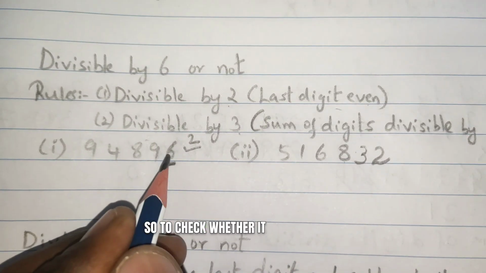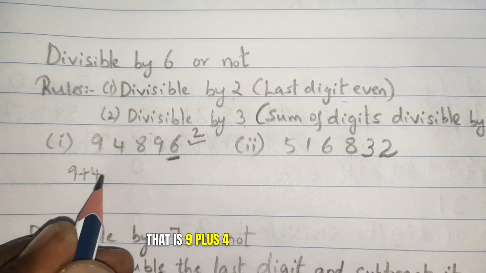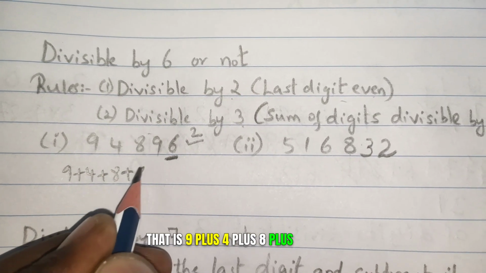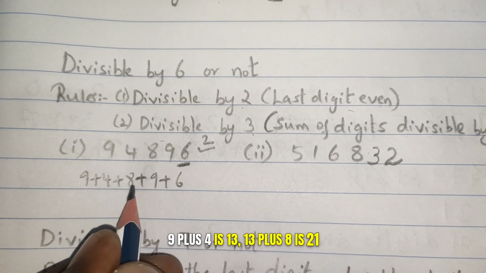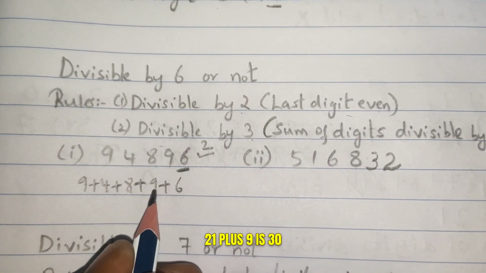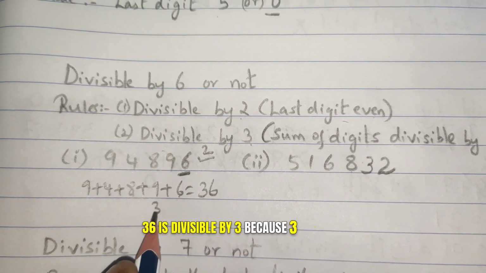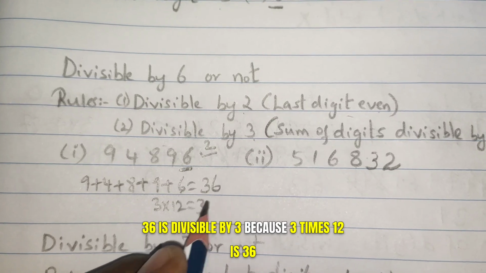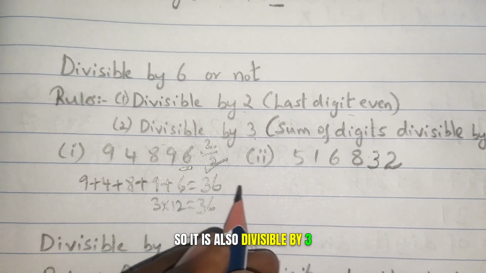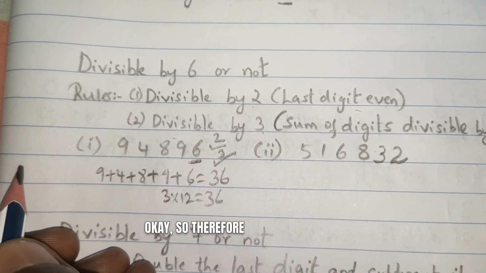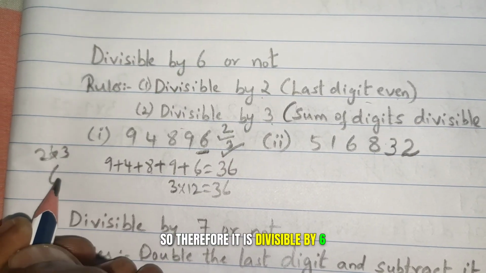So to check whether it is divisible by 3 or not, sum the digits, that is 9 plus 4 plus 8 plus 9 plus 6. 9 plus 4 is 13, 13 plus 8 is 21, 21 plus 9 is 30, and 30 plus 6 is 36. 36 is divisible by 3 because 3 times 12 is 36. So it is also divisible by 3. Therefore it is divisible by 2 and 3, so it is divisible by 6.